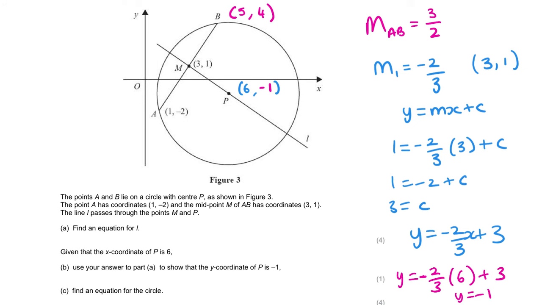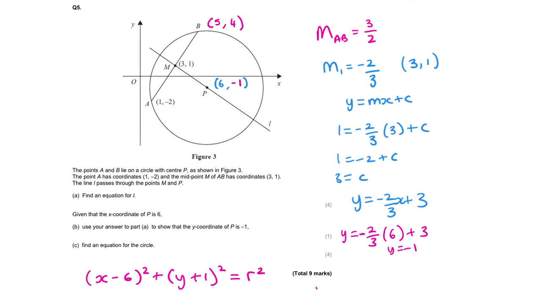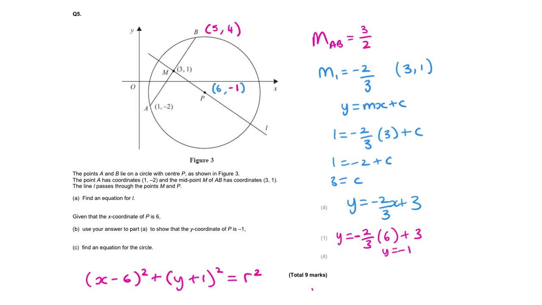It then says find the equation of the circle. So, am I able to start straight away? I've got x minus 6 squared plus y plus 1 squared equals my radius squared. Okay, how am I going to find my radius? What do I need to find the length of my radius? I know what you're thinking. They haven't given us this coordinate, have they?